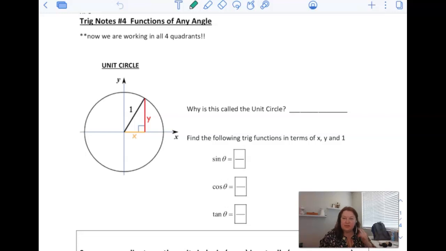At HPC, this is Trig Notes number 4. Again, continuing on our review of Algebra 2 Trig so that we can spend some more time doing some calculus stuff, but just a quick review again.